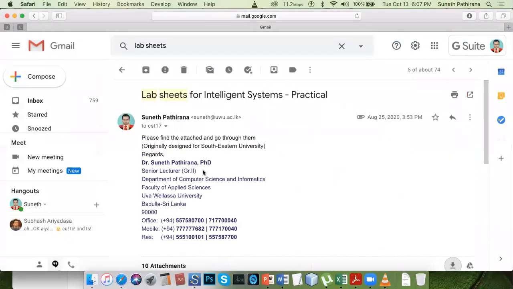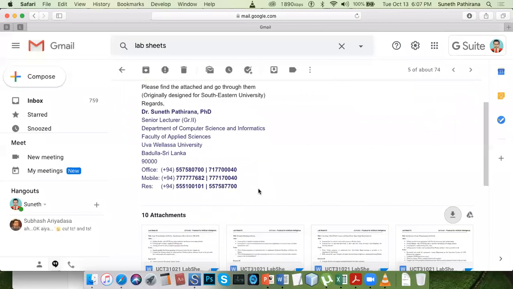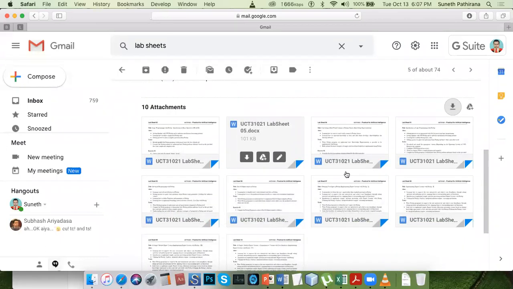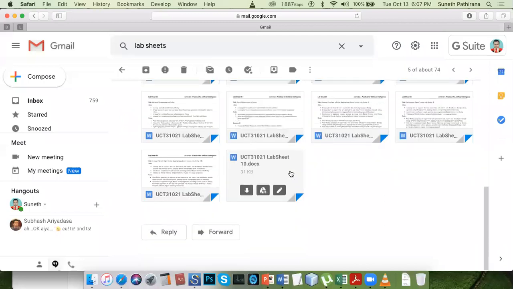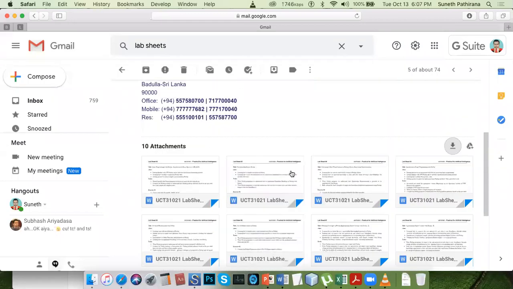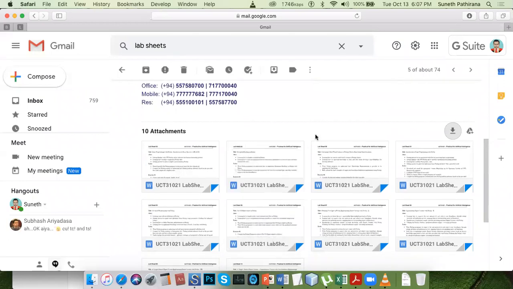I have already sent you these lab sheets. Those were originally prepared for the Southeastern University, but you can use them as they are because the content is relevant. There are 10 lab sheets. I think I have laid the foundation. That means I have demonstrated how to compile the Prolog file, how to run it, and how to execute the commands, that means queries.